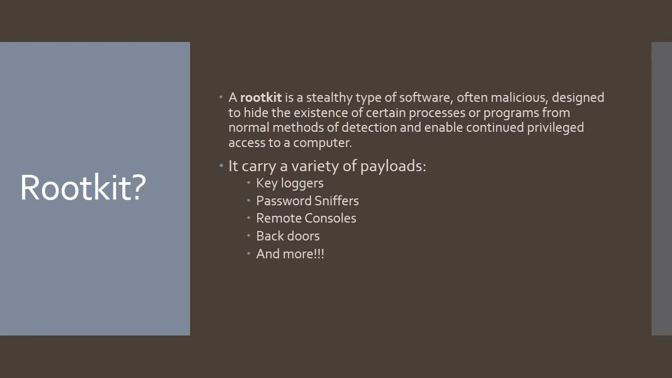So, what is a rootkit? A rootkit is software used by an attacker to get administrator level privileges. He uses it to have continued privileged access to a computer. And the most important thing is it remains undetected. The rootkit generally contains keyloggers, password sniffers, remote consoles, backdoors, and much more.